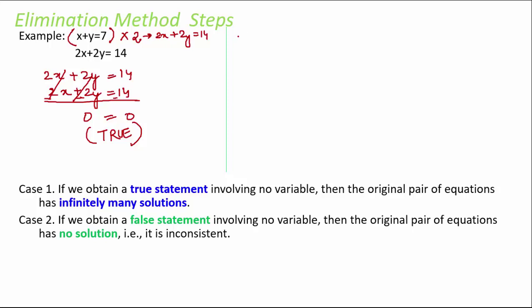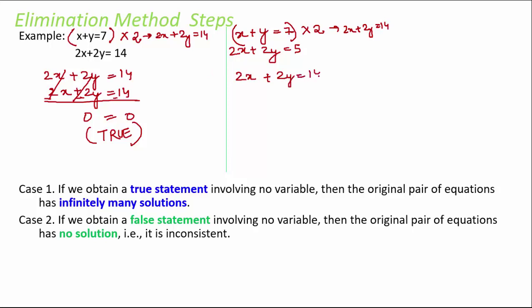So let us suppose you have two equations, x plus y is equal to 7 and 2x plus 2y is equal to 5. Now in order to make the coefficients equal, we multiply the first equation by 2. So this becomes 2x plus 2y is equal to 14. Right? Now we have 2x plus 2y is equal to 14 and 2x plus 2y is equal to 5. Now when we subtract these two, what happens? This becomes 0 and this becomes 9. So this is a false statement. This means that the equations which were given to us do not have any solution, that they are inconsistent.